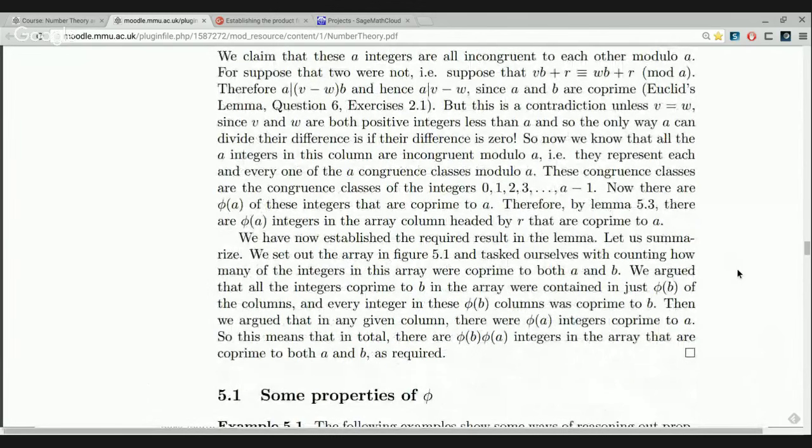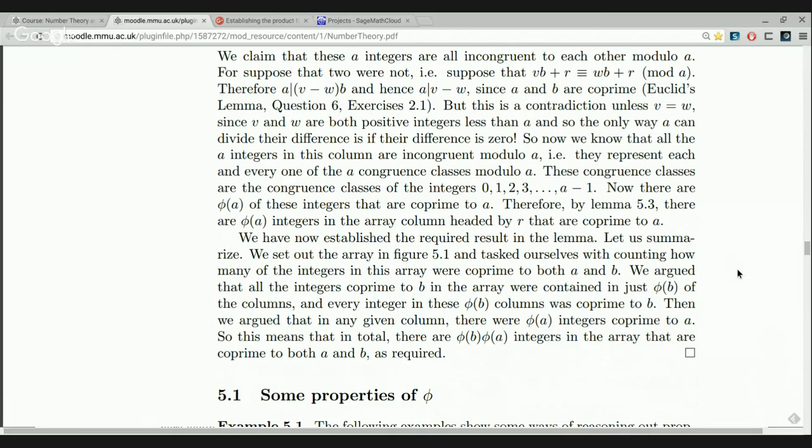So let's just summarize. The whole argument is summarized in this last paragraph. We set out the array in figure 5.1, that rectangle of integers in the notes that we drew on the page: A rows and B columns, all the integers between 1 and A times B. We're looking to evaluate phi of A times B, to count the number of numbers there that are co-prime to A times B. By one of the lemmas, that's equivalent to asking how many of them are co-prime to A and B.